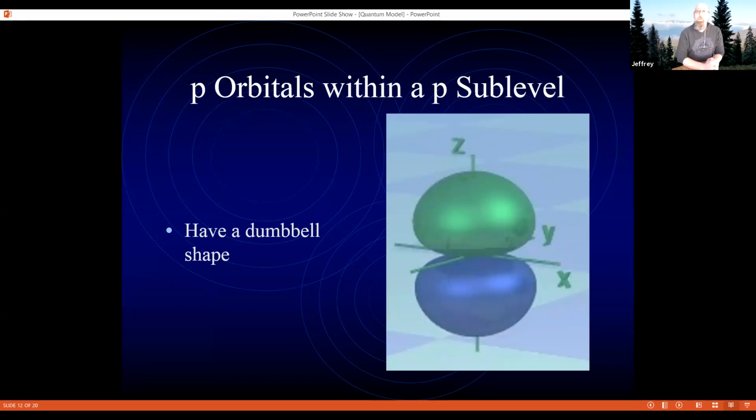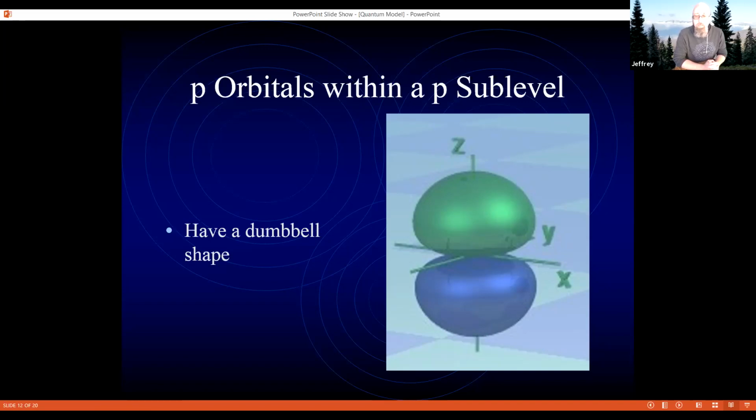P sublevels are arranged three-dimensionally like this, right? Each orbital in a P sublevel looks like a dumbbell. It's got two lobes that stick out on different sides of an axis. Now you might notice this is a three-dimensional graph, so it has X, Y, and Z axis. If you haven't done three-dimensional graphs in your math classes, don't worry about it. Don't freak out too much.